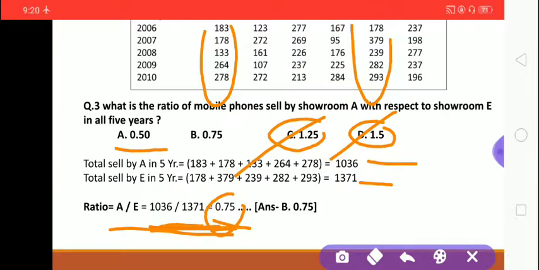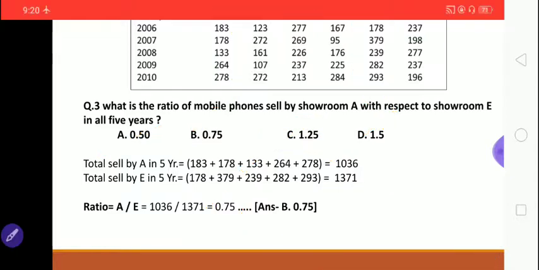So 1036 is not exactly half of 1371, that you can judge. So this option is also gone, and only one option remains, that is 0.75. So from the options also you can easily get this 0.75, you need not find the exact ratio here. So option B, that is 0.75, will be correct for this question.